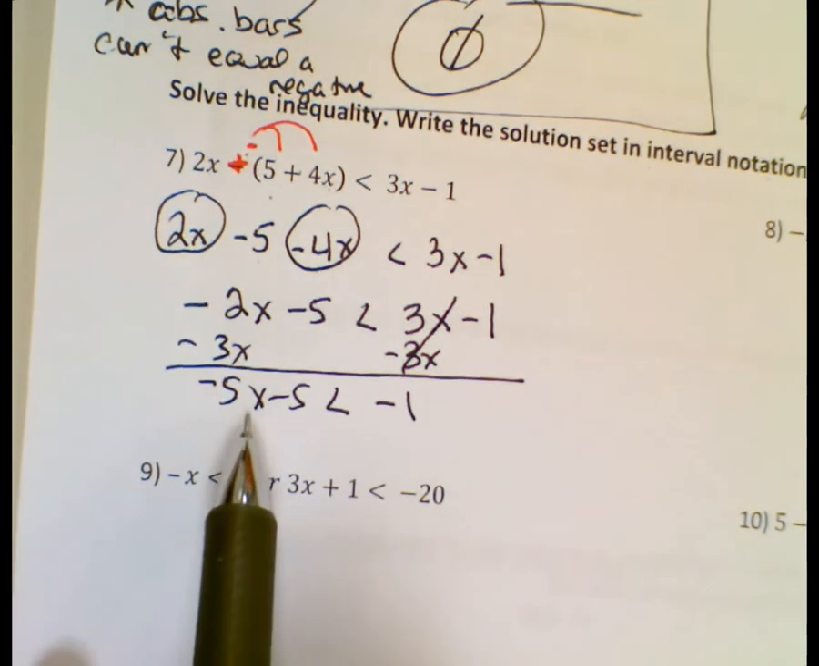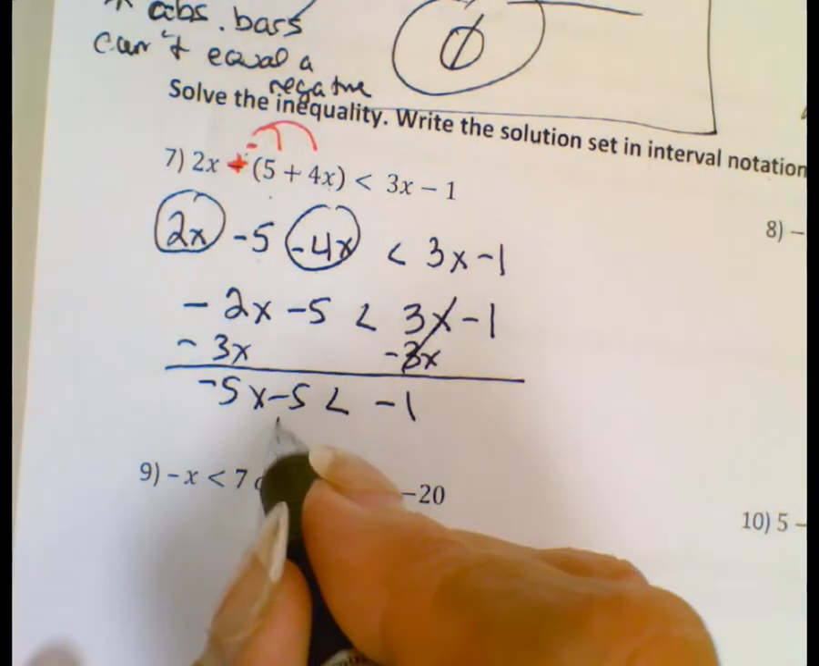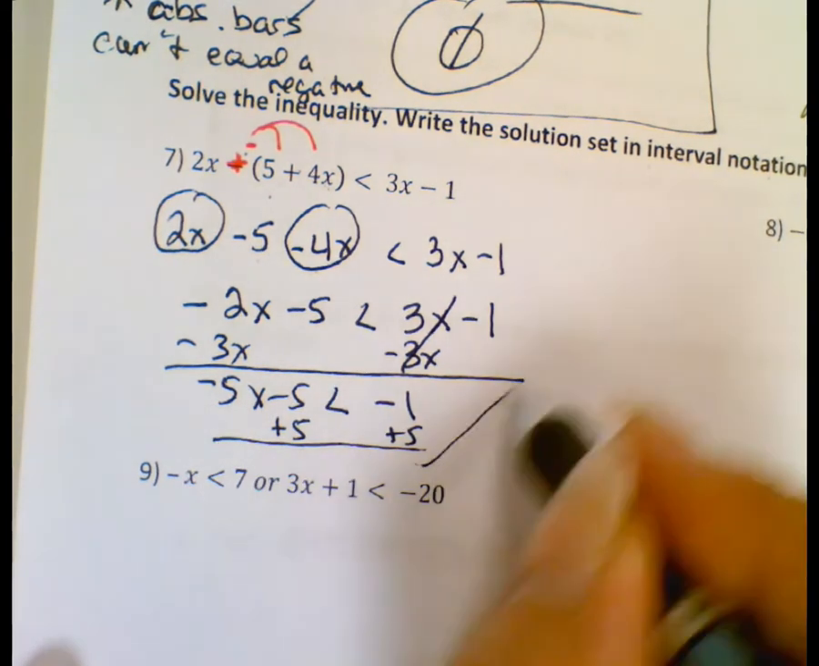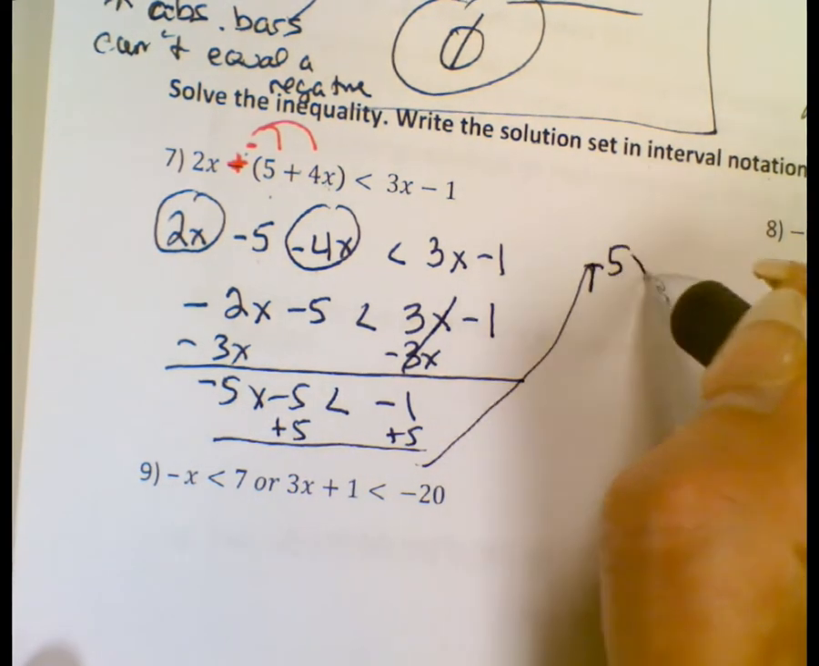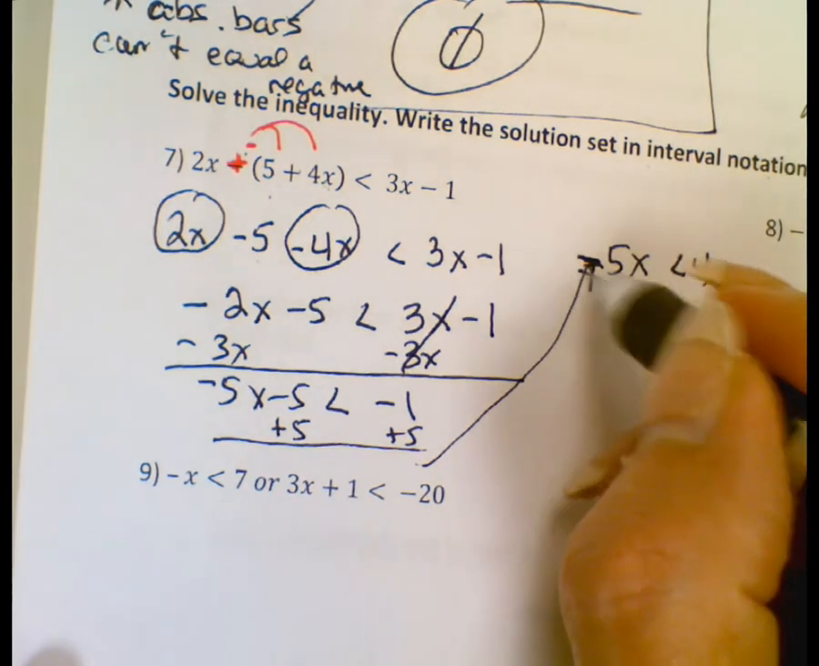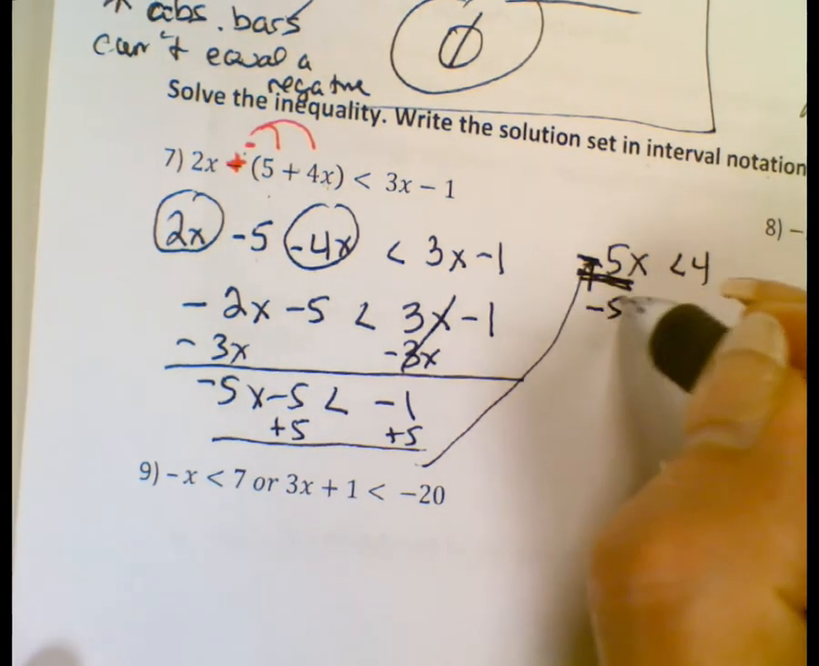Okay, so now we're solving for x. How do you get rid of subtraction of 5? Add 5. I'm out of room. So we have negative 5x is less than 4. To get rid of this negative, we have to divide by negative 5.